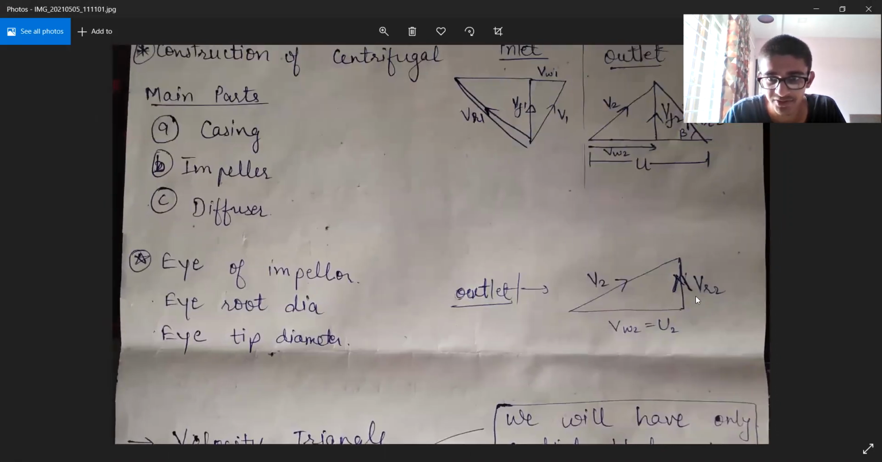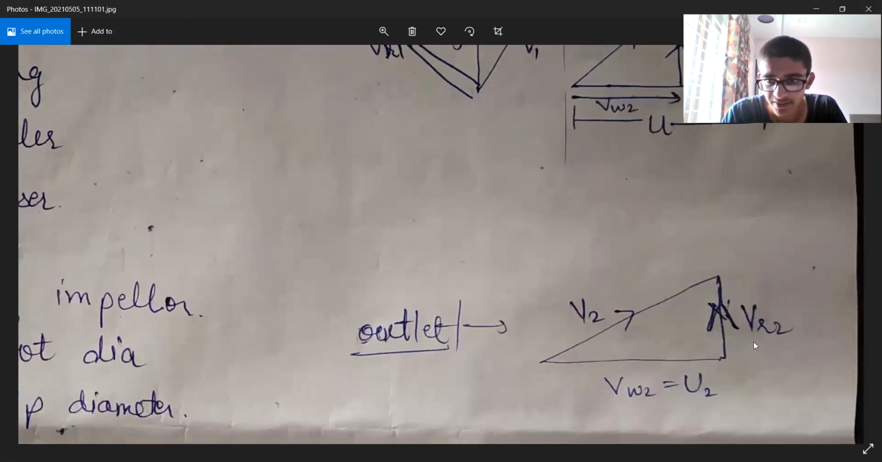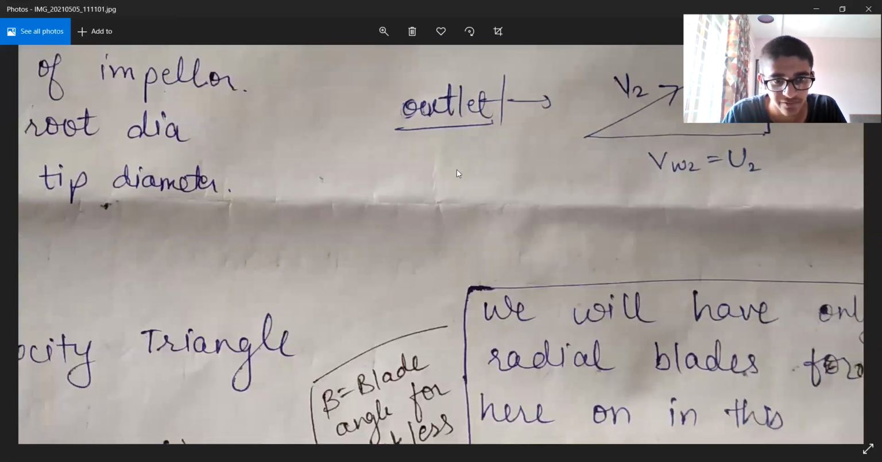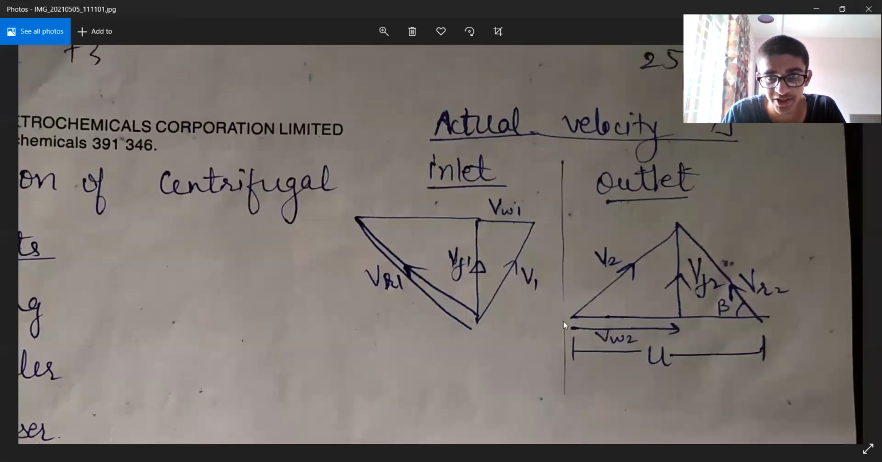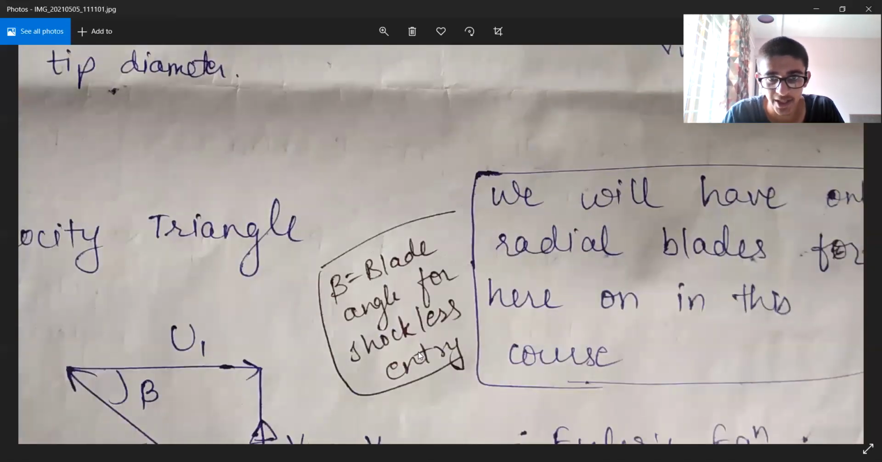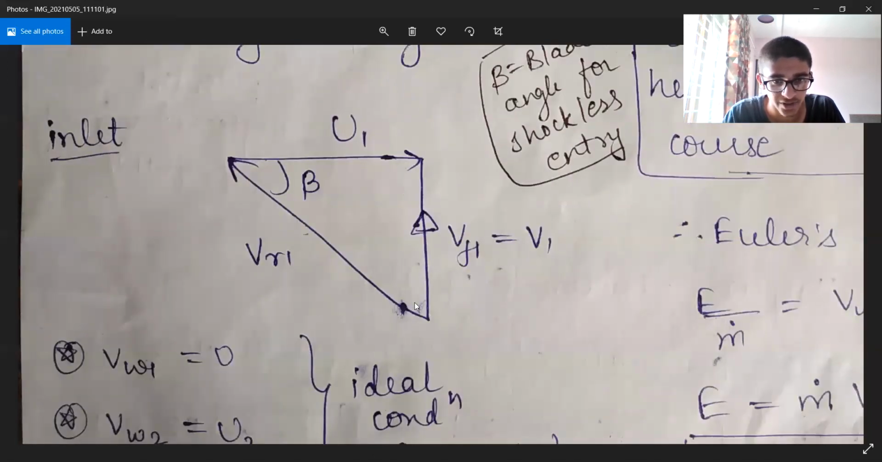This is how the outlet velocity triangle looks. That is, we have a radial exit. This is the relative velocity. This is the radial exit, which means VW2 is equal to U2, and V2, the absolute velocity, is making an angle alpha, and the beta angle at the outlet, beta 2, is 90 degrees. Over here we had alpha 1 equal to 90 degrees. So you must remember the outlet and inlet velocity triangles, and these were the ideal velocity triangles, where we had ideal conditions and there was no energy loss.